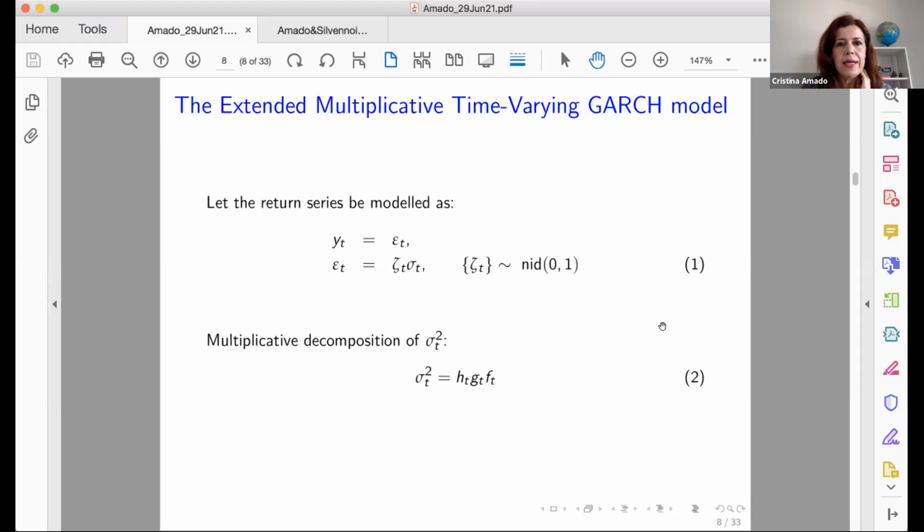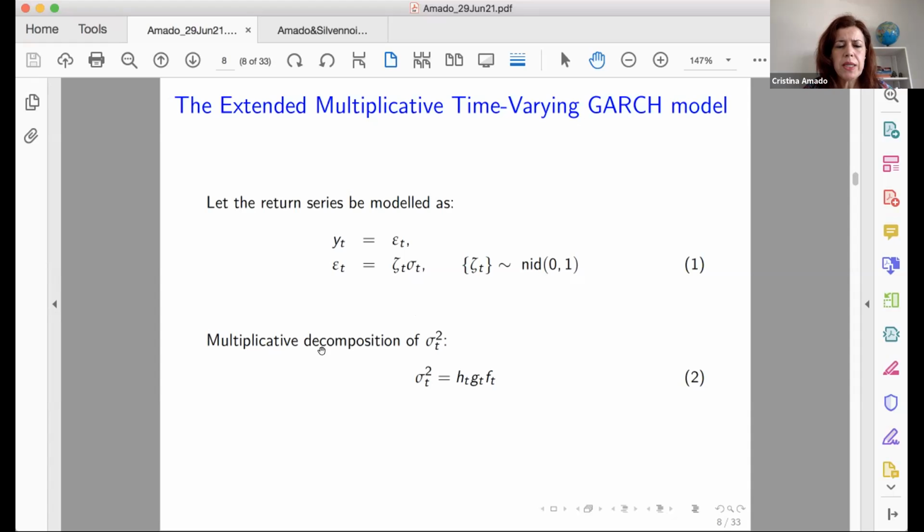So the model: let's assume we have a return series. We have a return series that is modeled as a y_t variable, and this y_t variable is given as epsilon_t. So epsilon_t can be a sequence of random variables, and these random variables are decomposed multiplicatively by this equation number 1. So they are independent, but they are not identically distributed.